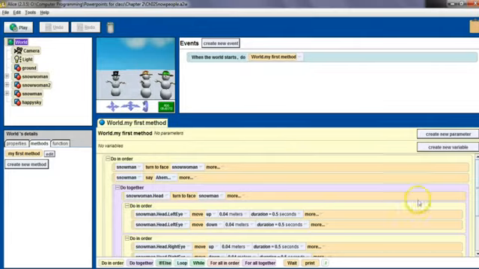All right, so what does the code look like? Well, here it is. It's not that much, actually.